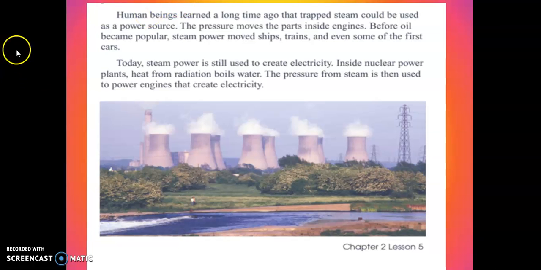The other paragraph says, today, steam power is still used to create electricity. It's true. Look at the picture. With steam, we can create electricity. Believe it or not, it's true. This is one of the sources of energy on the planet.